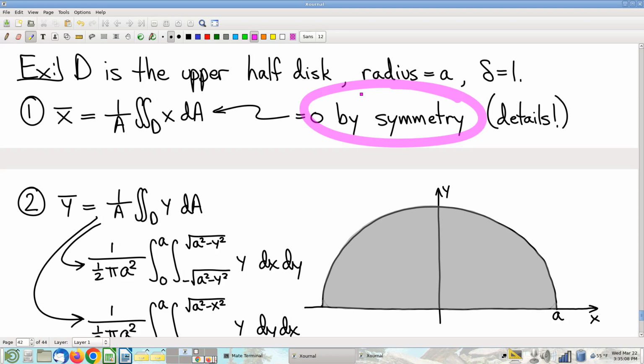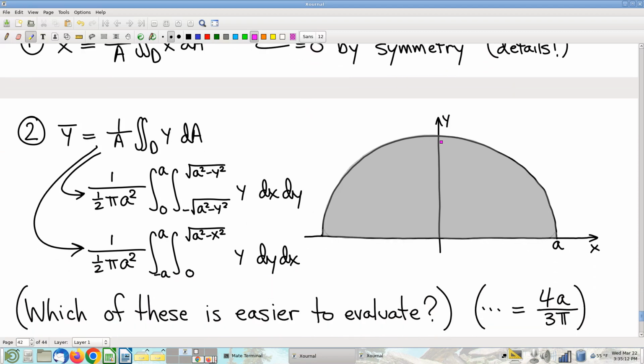Okay, all right, let's look at the y-coordinate of the center of mass. The y-coordinate is the weighted average of the y-coordinates. You can slice this up either dx dy or dy dx. Take your pick, it doesn't matter in terms of the answer you get. Either way, you're going to get the same final answer, so suit yourself. Let's talk for a minute, though, about which one should suit you better.